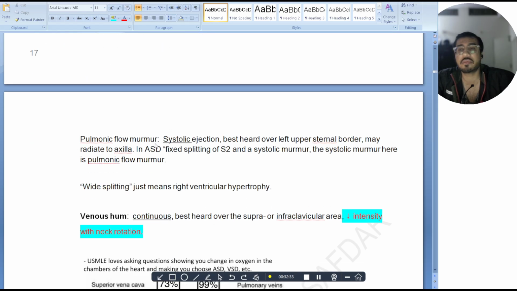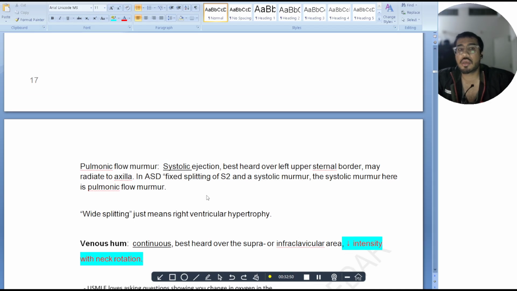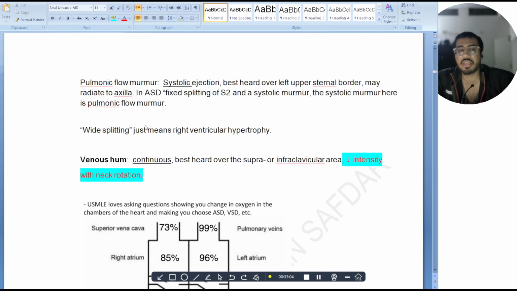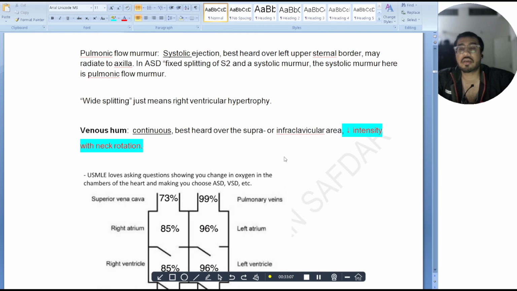Pulmonic flow murmur is going to be at the pulmonic area. Venous hum would be continuous, and it would be best heard above the clavicles, and it decreases in intensity with neck rotation. That is a high-yield pointer for venous hum. So all of them are systolic. Venous hum is the anomaly that decreases with increase in preload. All of them are systolic, with pulmonic flow murmur at the pulmonic area, Still's murmur at the aortic regurgitation area, and venous hum above the clavicles.